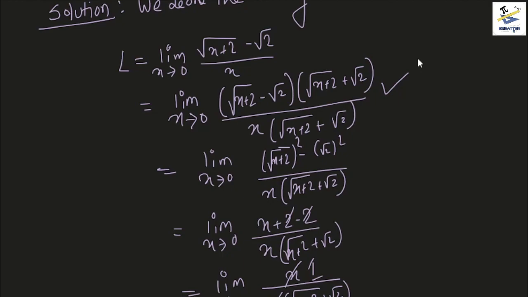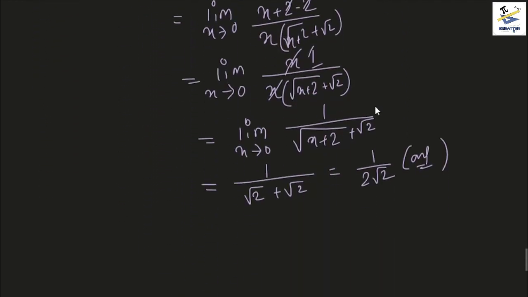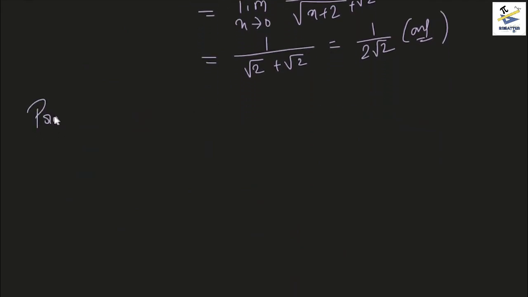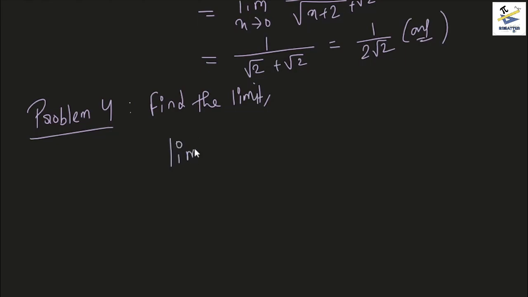Okay, so let us do another one. So problem 4 would be something like: find the limit x tends to infinity of (e to the power x plus e to the power minus x) by (2 plus e to the power x).